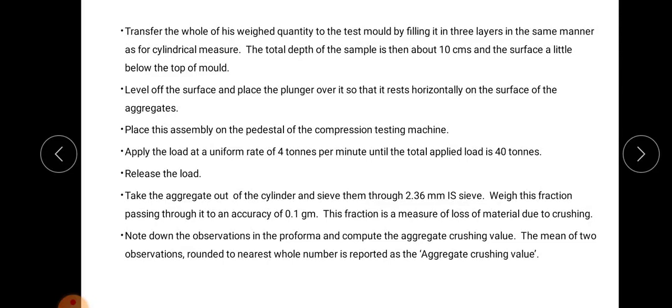Okay, then after the complete loading is over, release the load and take the aggregate out of the cylinder, and it has to be sieved through the 2.36 mm sieve, and the aggregate which passes this 2.36 mm sieve is collected and its weight is calculated. Okay, so actually this aggregate crushing value is the ratio between the weight of the aggregate which passes the 2.36 IS sieve divided by the initial weight of the aggregate. So that is the aggregate crushing value. Okay, so this is the procedure for calculating aggregate crushing value.